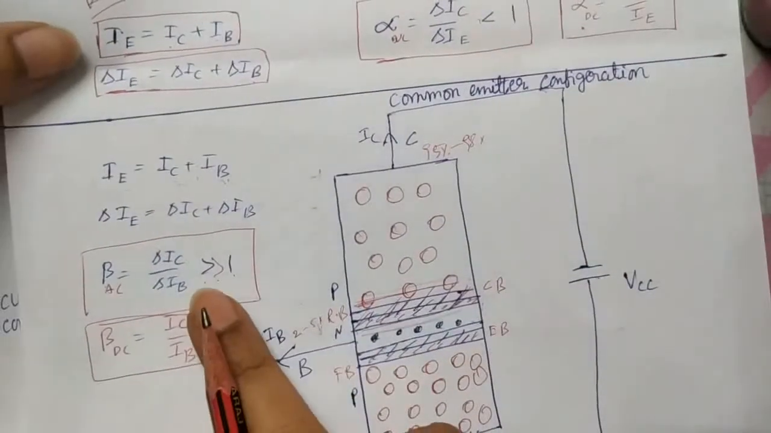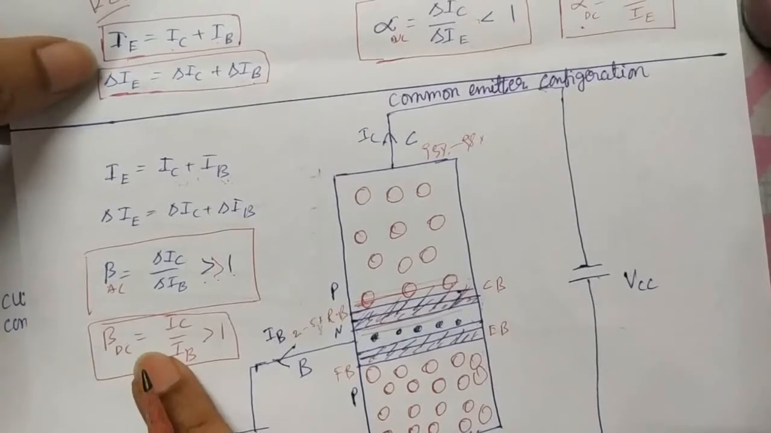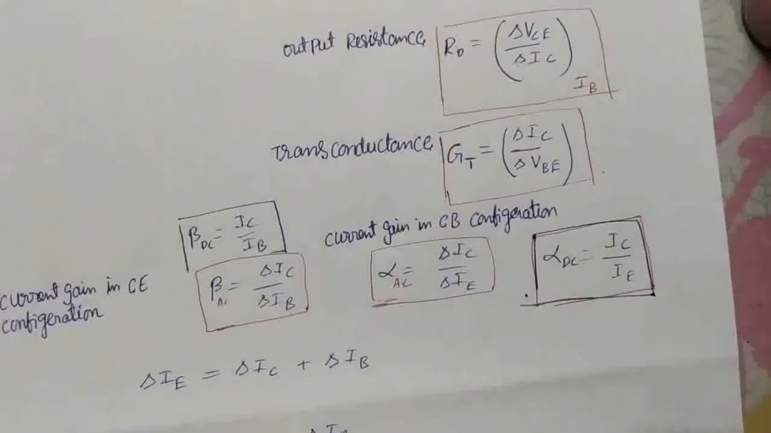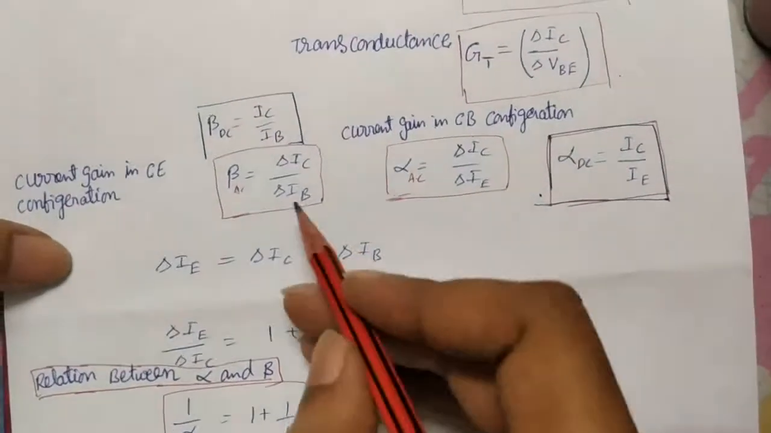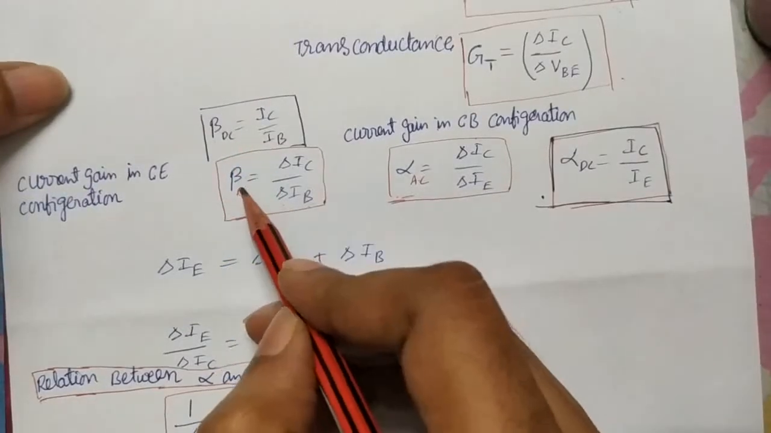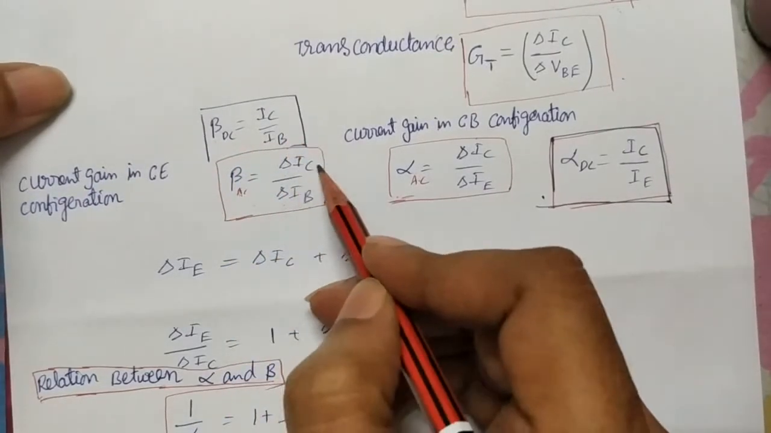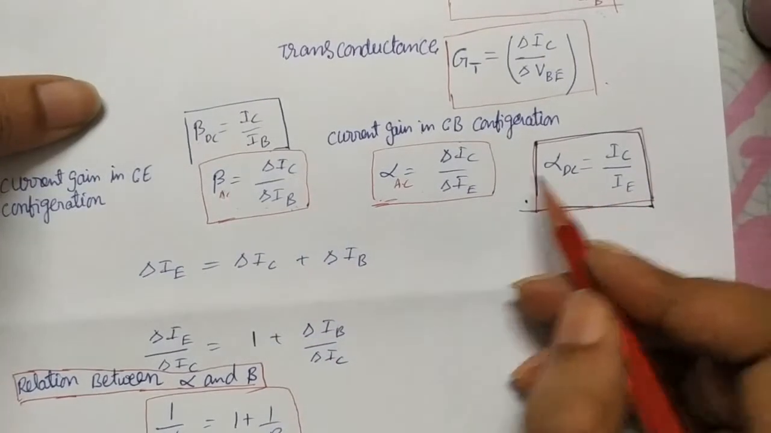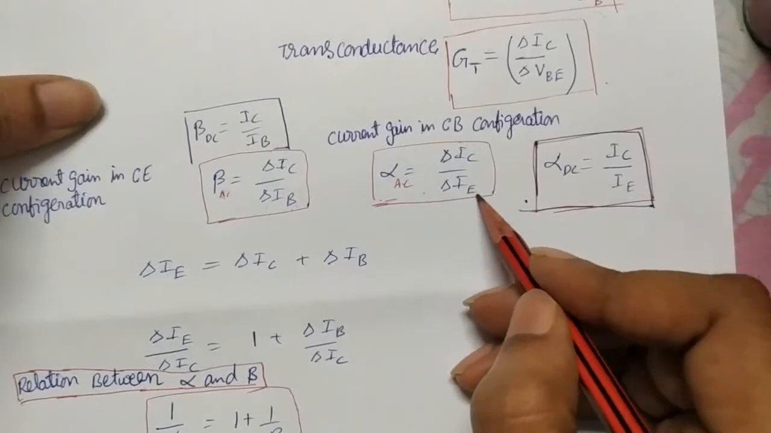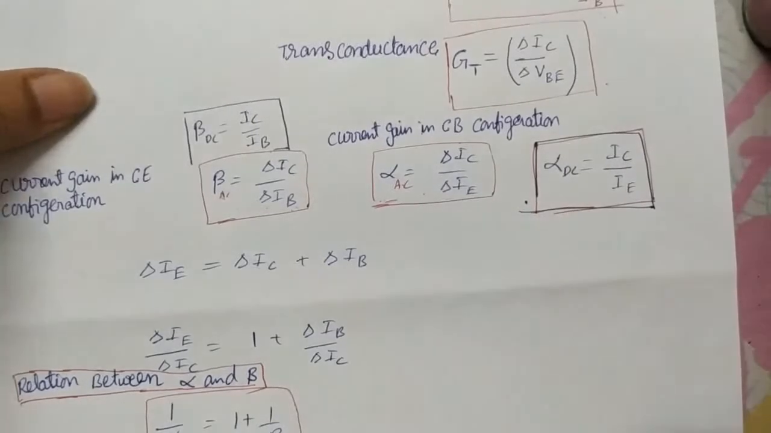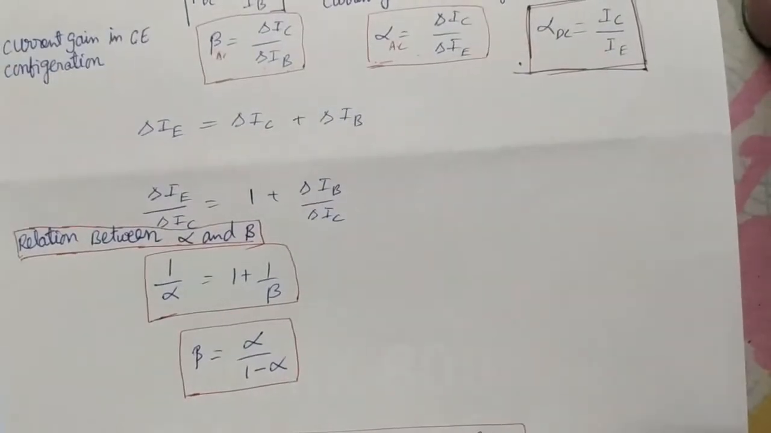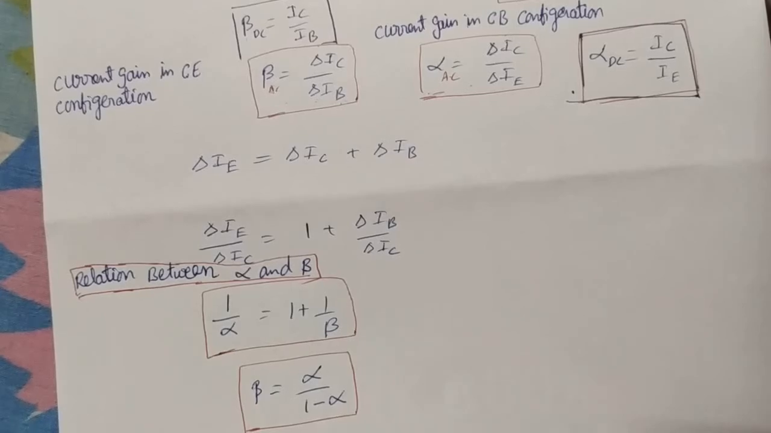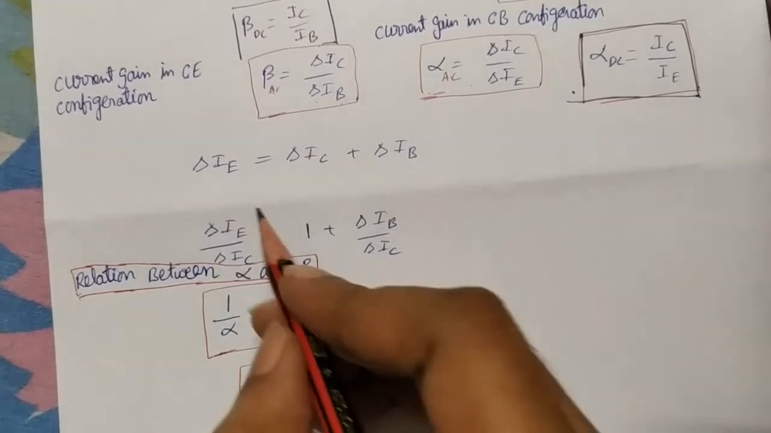This is about common emitter configuration. Of course, beta is greater than 1 and alpha is less than 1. So here beta DC, beta AC, IC by IB, delta IC by delta IB. Similarly here alpha DC, IC by IE and alpha AC, that is delta IC by delta IE. Now we'll see what is the relation between alpha and beta. It may be any circuit, maybe common emitter or common collector or common base. This formula must be followed.